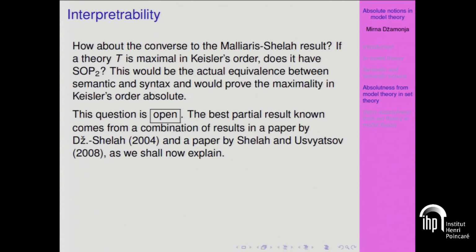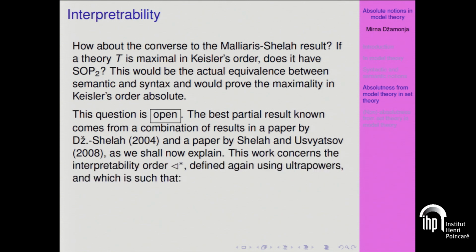And as far as I know, the best partial results are offered by two papers, one by Shelah and myself in 2004, and the other paper by Shelah and Usvyatsov in 2008. And now we're going to explain a little bit what these papers offer.